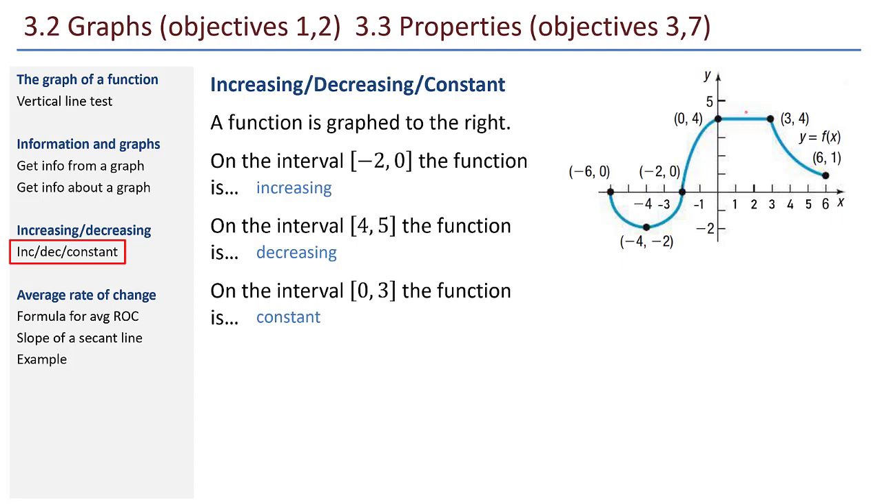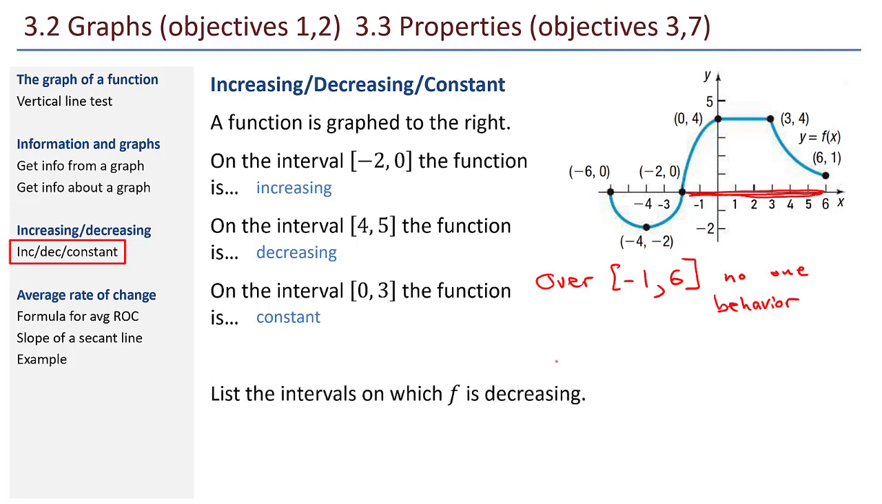Oh, there is one more possibility. How about the interval from -1 to 6? It isn't any of these things. From -1 to 6, it's doing all three: increasing and constant and decreasing. So there's no one thing that it's doing over this interval.